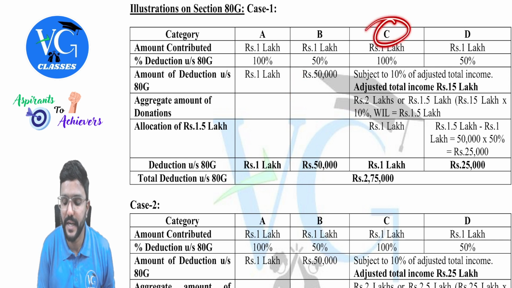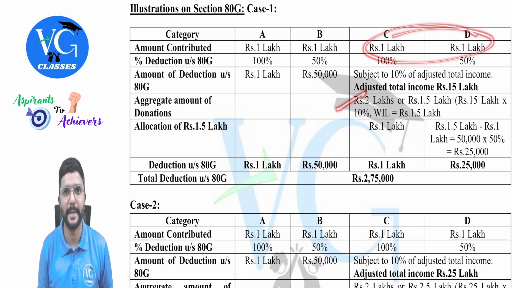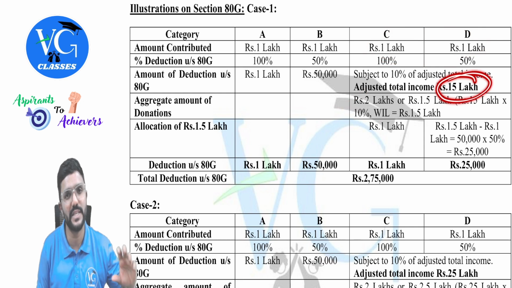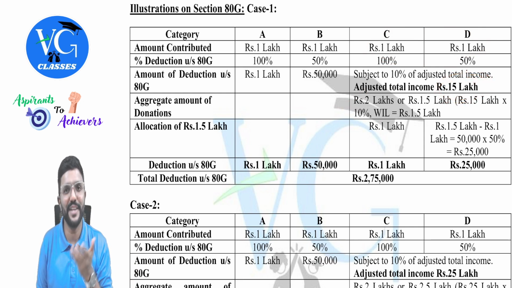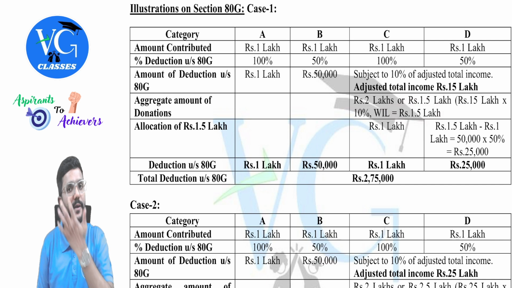Now coming to C and D category. C and D both put together, what is that aggregate contribution? 2 lakh. And check what is the adjusted total income, which I have already given, 15 lakh. If it is not given, you need to calculate in the questions. I told you how to calculate it already. So adjusted total income is 15 lakh. So both the C and D category, whatever contribution is made, it is subject to 10% of adjusted total income. So take 10% of this, which comes to 1.5 lakh. So compare 1.5 lakh with 2 lakh. Take whichever is lower, which gives us 1.5 lakh.